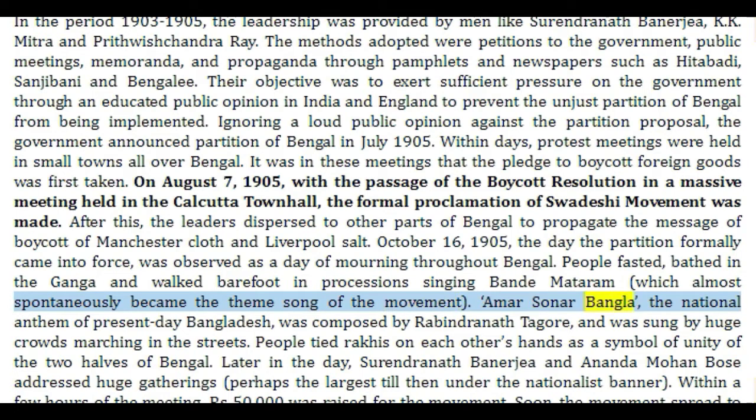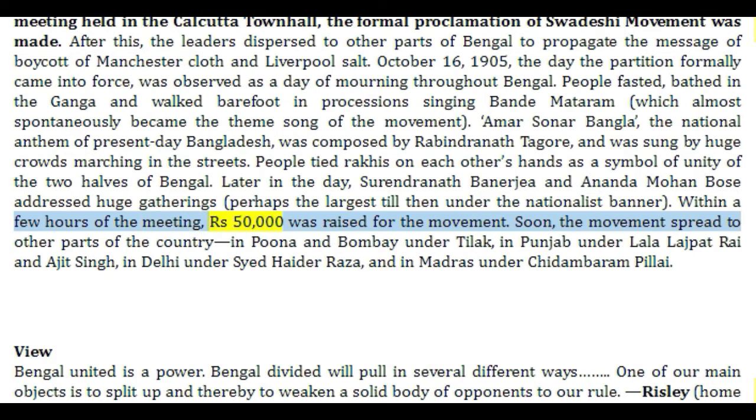Amar Sonar Bangla, the national anthem of present-day Bangladesh, was composed by Rabindranath Tagore and was sung by huge crowds marching in the streets. People tied rakhis on each other's hands as a symbol of unity of the two halves of Bengal. Later in the day, Surendranath Banerjee and Ananda Mohan Bose addressed huge gatherings, perhaps the largest till then under the nationalist banner. Within a few hours of the meeting, 50,000 rupees was raised for the movement.